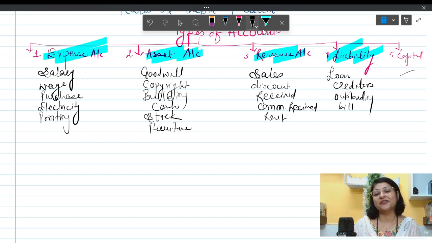Rest of the accounts you will have to do a bit of practice. A simple application of logic will give you the answer of this. After this, what do we do? We apply the rule that which account is going to be debited or credited. So let us understand the rule.